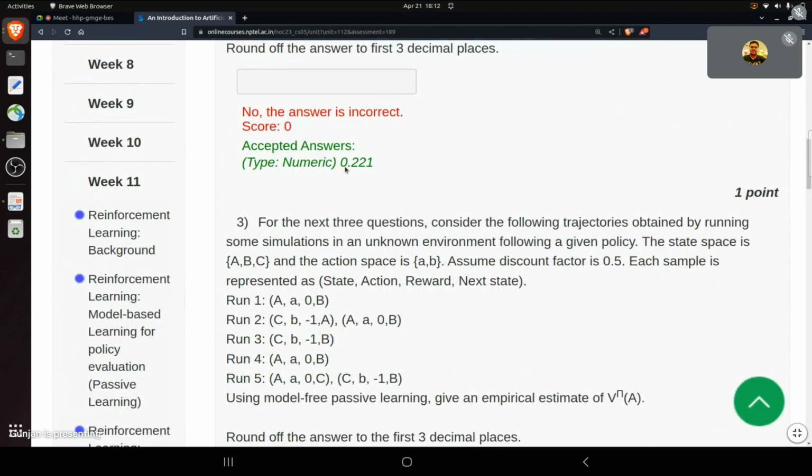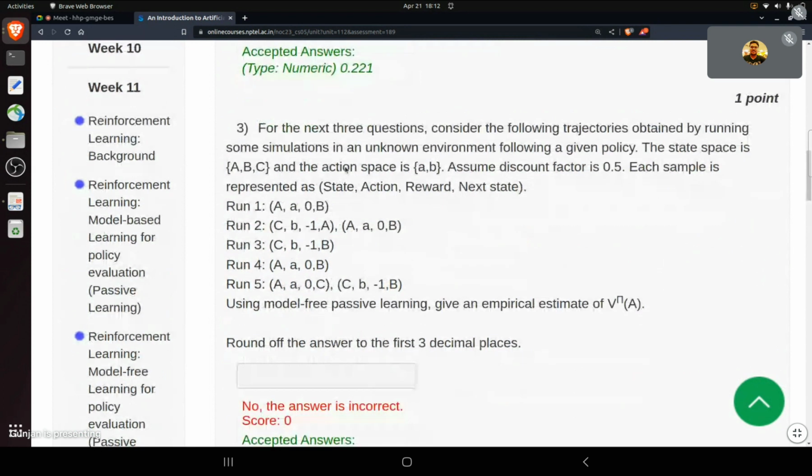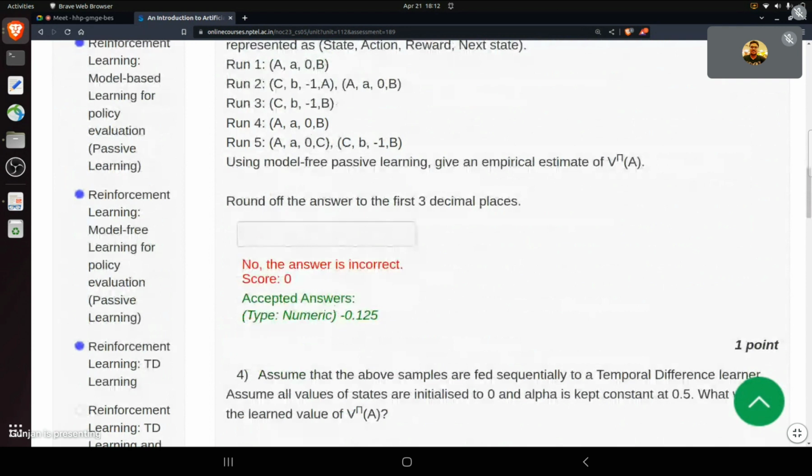No, I think no. If you do model-based learning, you will get a different answer here. No, but you did model-based, right? And you got... No, I did not do that. I first thought of it that way, and then I corrected it.